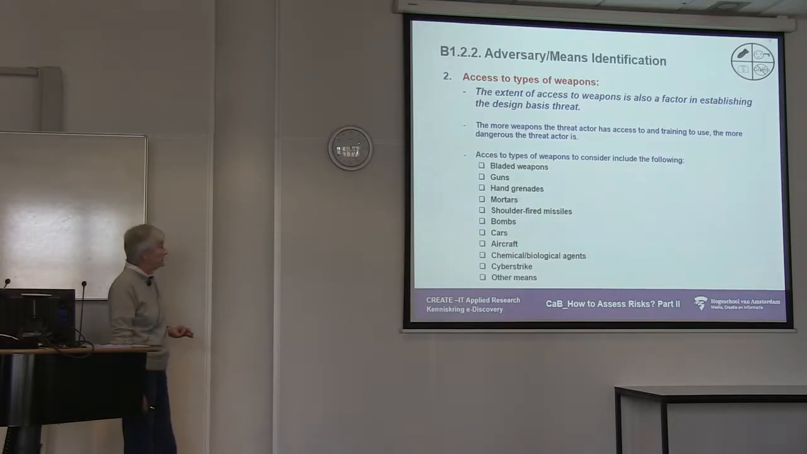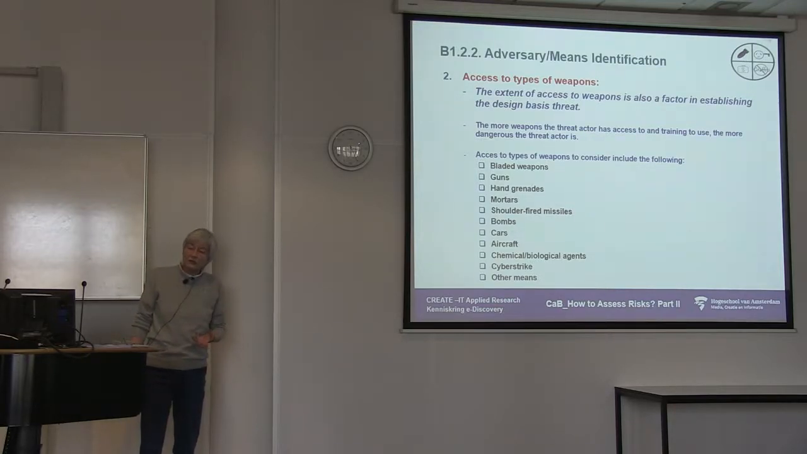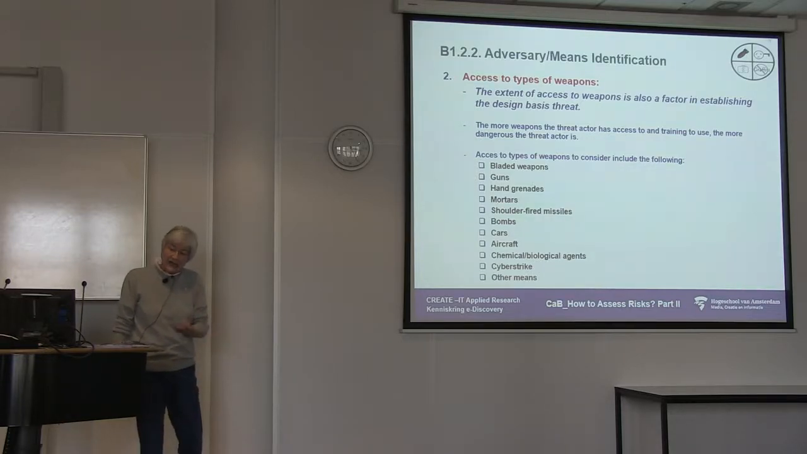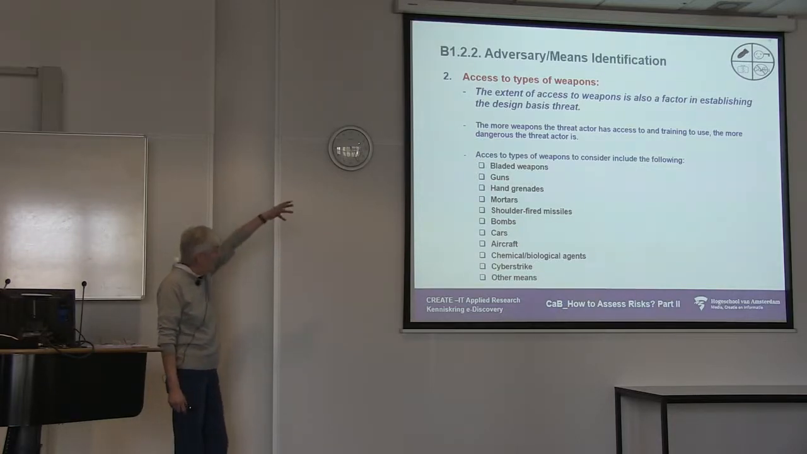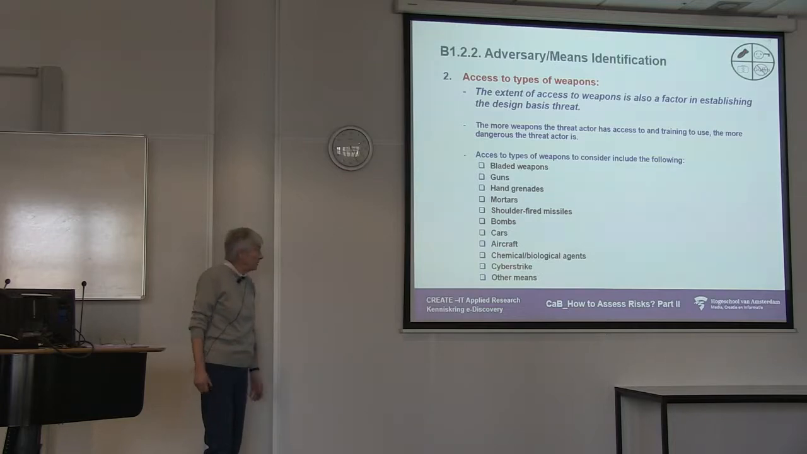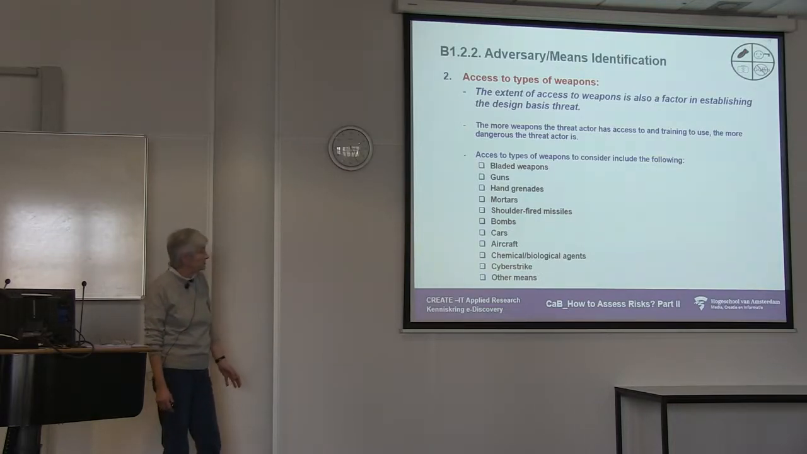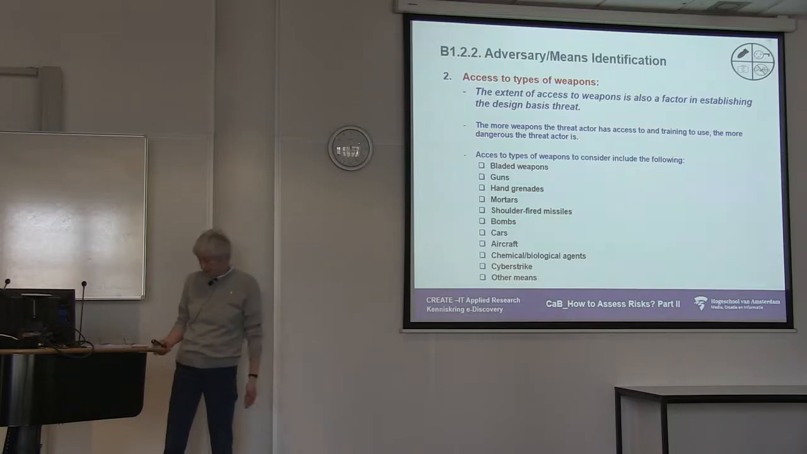Next, if we know the professionalism of a threat actor, we have to find out what kind of weapons A, he has access to, and B, he will probably use. Okay, these are the kinds of weapons that you can look into. The bladed ones, the guns, hand grenades, mortar, shoulder fire, bombs, cars, aircraft, chemical and biological agents, cyber strike, other.